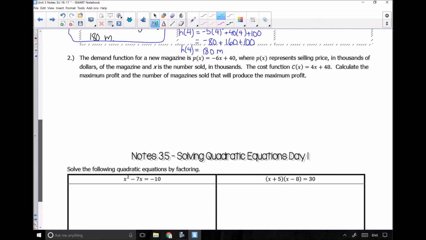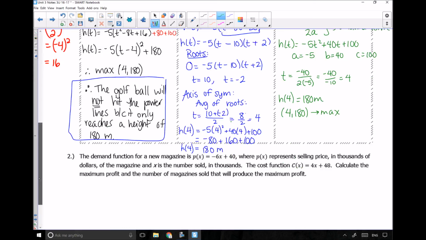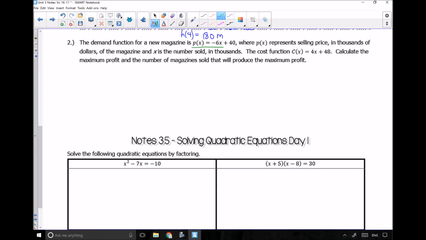The demand function for a new magazine is P of x equals negative 6x plus 40, where P of x represents selling price in thousands of dollars of the magazine, and x is the number sold in thousands. The cost function, so here's our price function right here, and then the cost function, C of x equals 4x plus 48. Calculate the maximum profit and the number of magazines sold that will produce the maximum profit.